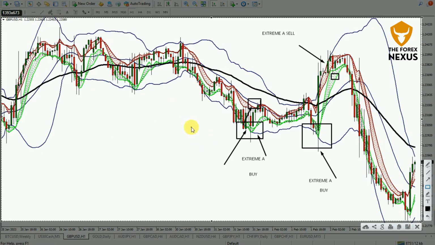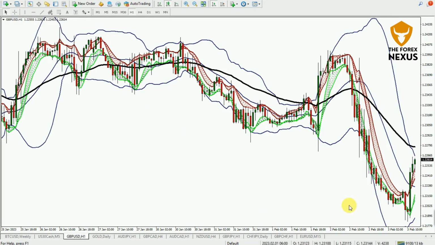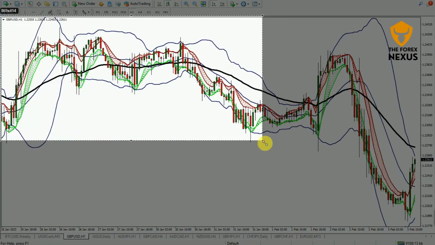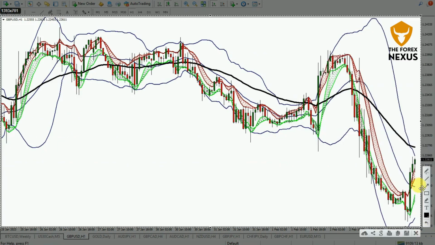Now what is extreme B? Extreme B is when the market just gets rejection from the lower or upper band. It is called extreme buy and extreme sell, but the type will be extreme B. So let me show you here. This one is extreme B and this one is also extreme B. Extreme B sell, extreme B buy.